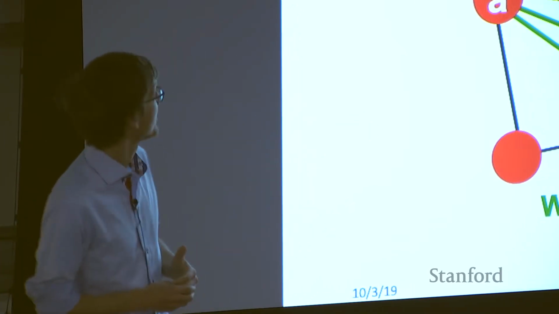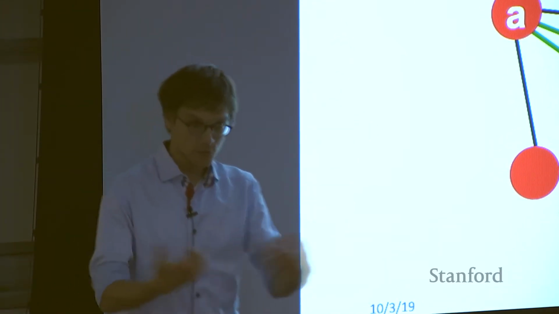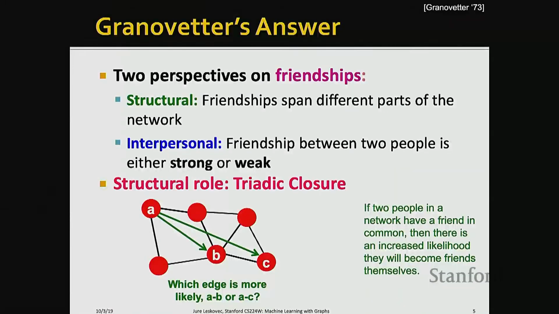Okay, and here is his explanation. He said that there are two perspectives on a link in the network. There is a structural perspective, in the sense of what parts of the network this link connects. And then there is the interpersonal perspective, where the question is whether a link to some person is strong, which means a real close friendship, or a weak link, which is the casual acquaintance type of link. And he came up with this explanation to say, how do the structural and interpersonal views of a link relate to each other?